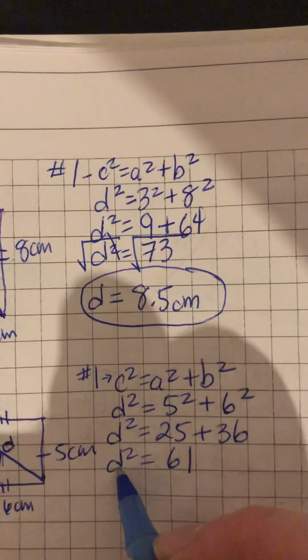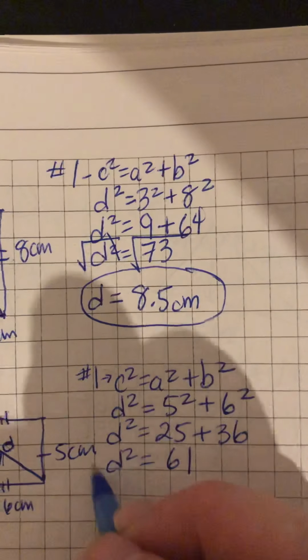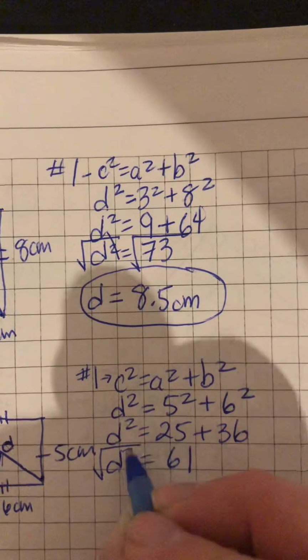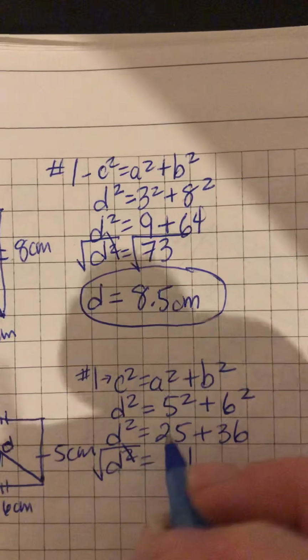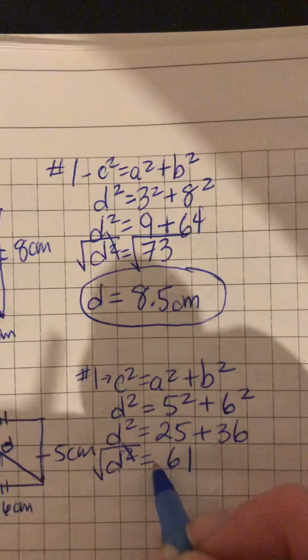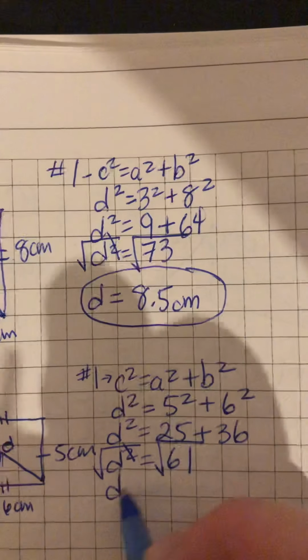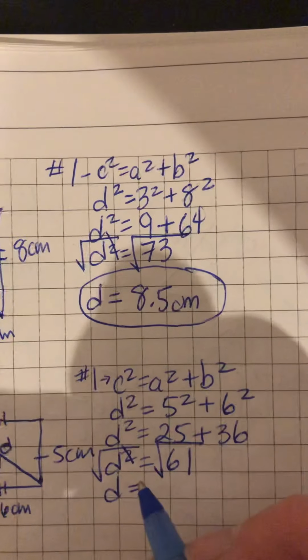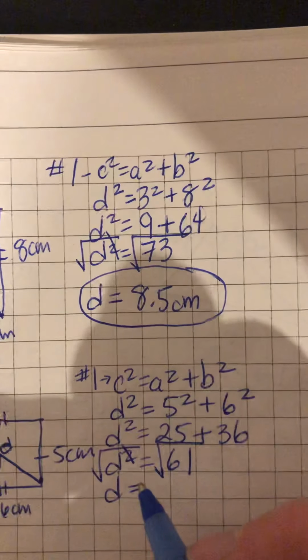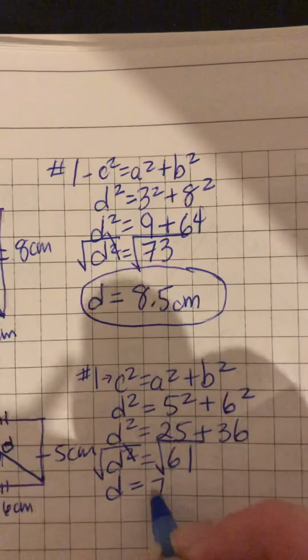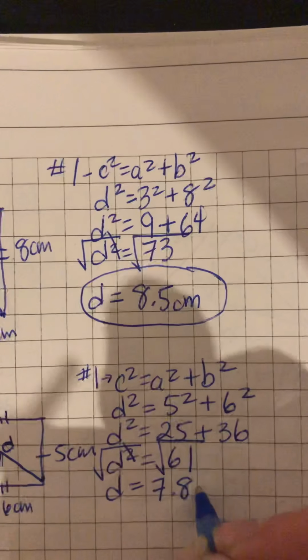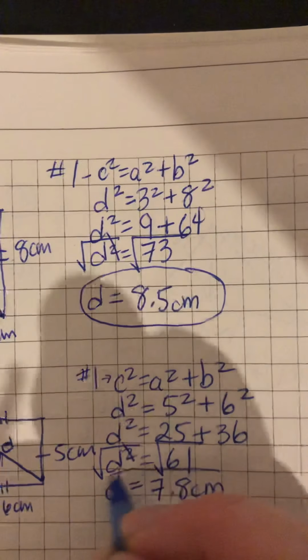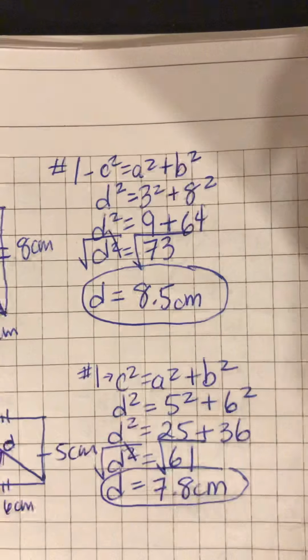But we don't want to know what D squared is, we want to know what D is, so we have to square root to get rid of that square. But whatever we do on the left-hand side, we have to do to the right-hand side. We get D is equal to square root 61, which gives us 7.8 centimeters. And that's the answer for 19B.